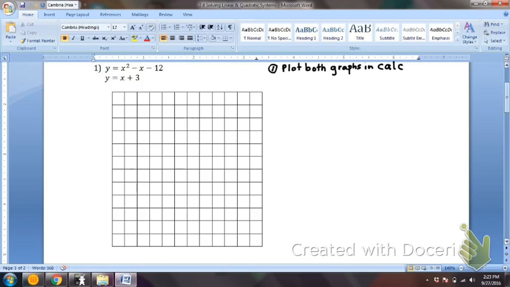And you're going to do that by using the Y equals button on your calculator. And I'll show you where all this is in just a minute. We're just going to take notes first. Okay, step number two is to push the graph button.